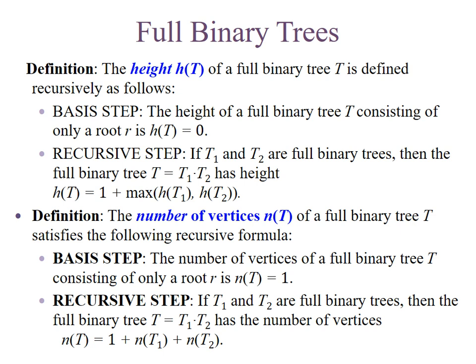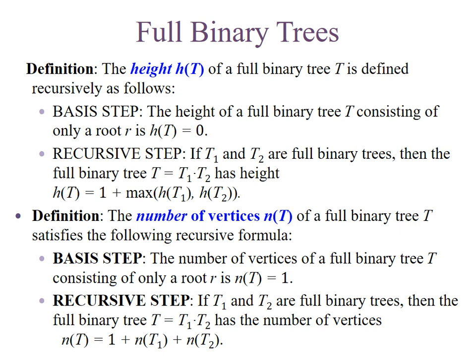Okay, so this is not a full binary tree. So maybe we have another subtree here. If we have the left tree and right tree with only one vertex, then the height is 0. So 1 plus max of 0 and 0 is 1. So the height of T2 is 1. Now we have the height for this tree.